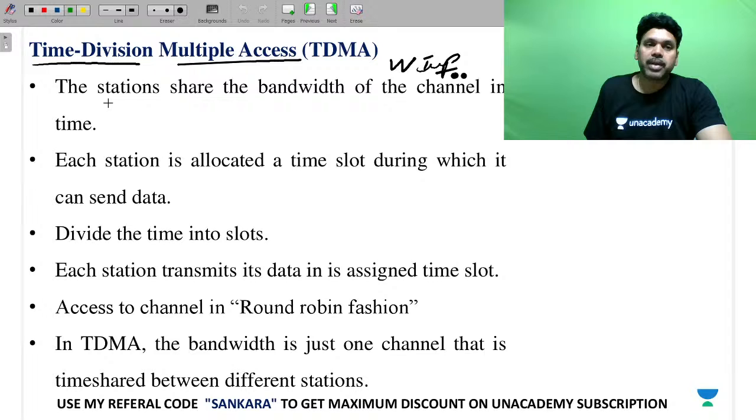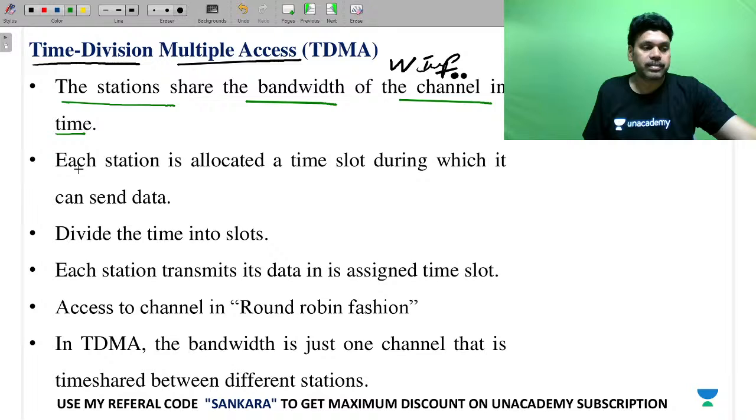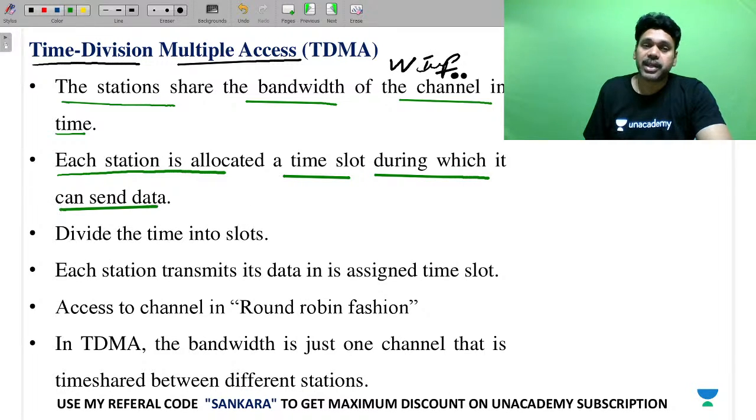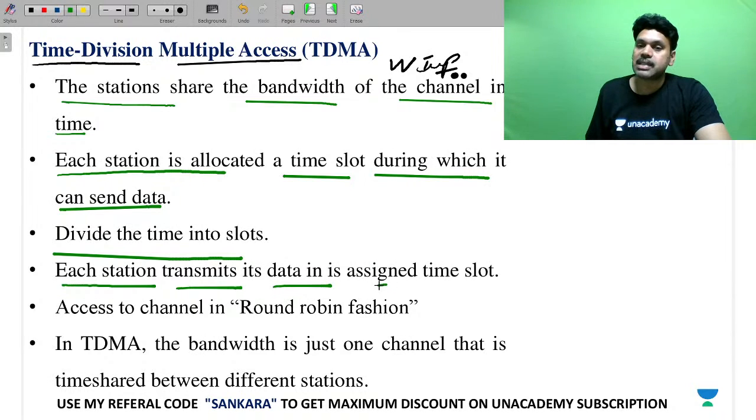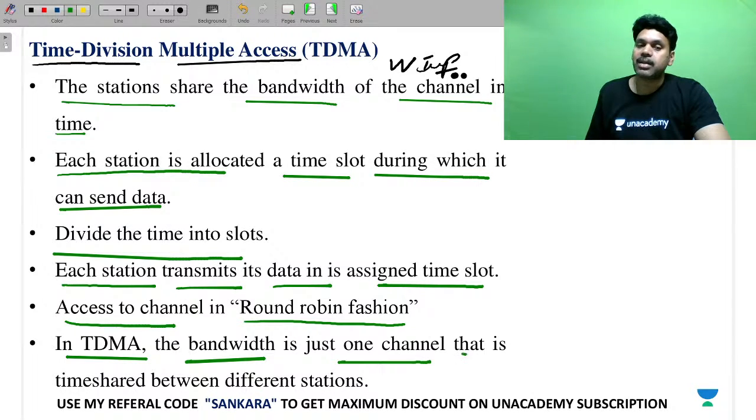So what are the important points? The stations share the bandwidth of the channel in time, and each station is allocated a time slot during which it can send the data. So divide the time into slots. Each station transmits its data in its assigned time slot. Access the channel in round robin fashion. In TDMA, the bandwidth is just one channel, that is shared in time between the stations.